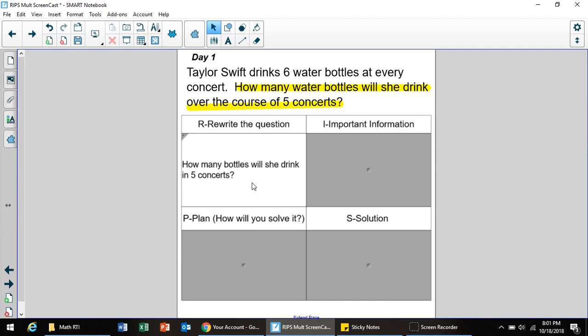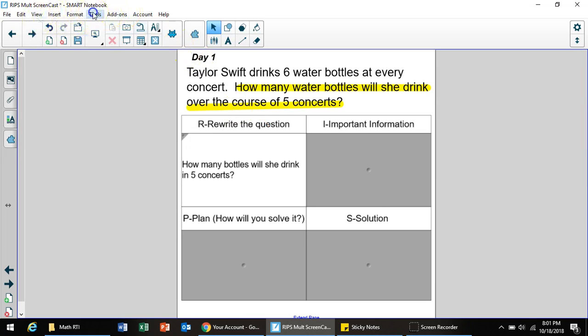The next step of RIPS is the I part, and it stands for important information. So in order to find important information in a word problem, what you want to look for is where the numbers are, okay? And if the numbers tell you information that you need to know to answer the question that you put in the R box, then that information is considered important. So if we want to know how many water bottles will she drink in 5 concerts, we obviously need to know that she drinks 6 water bottles at every concert.